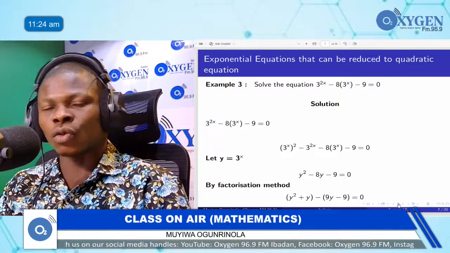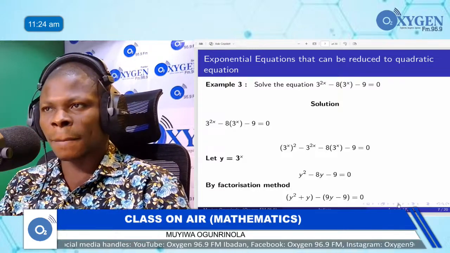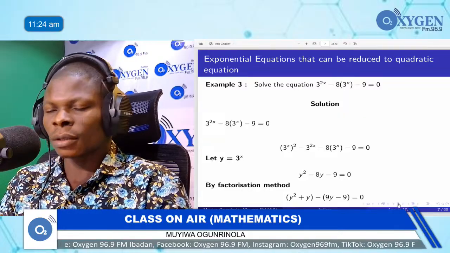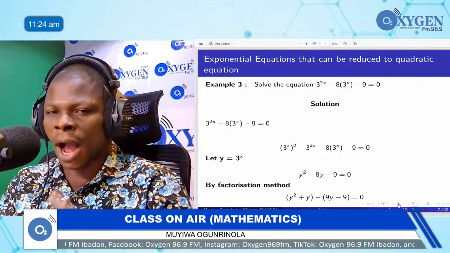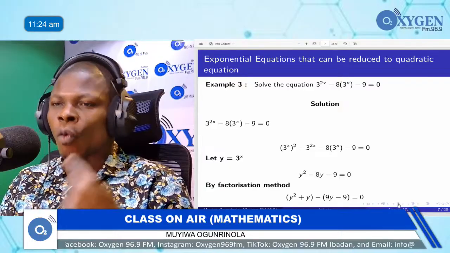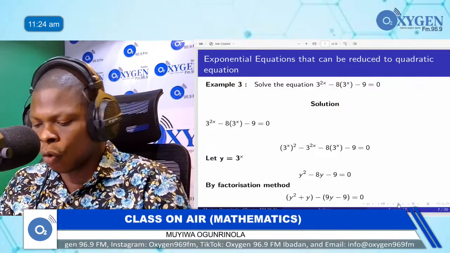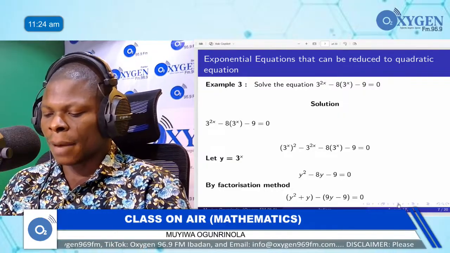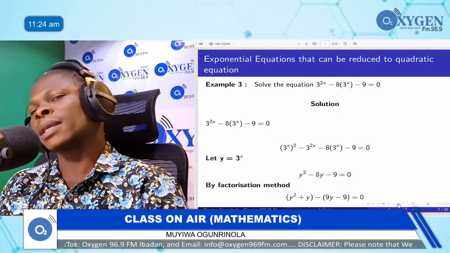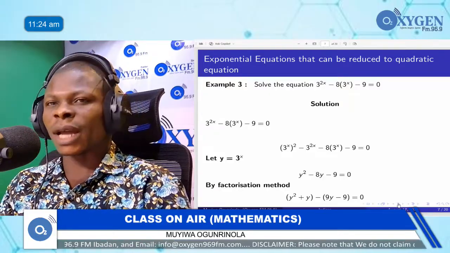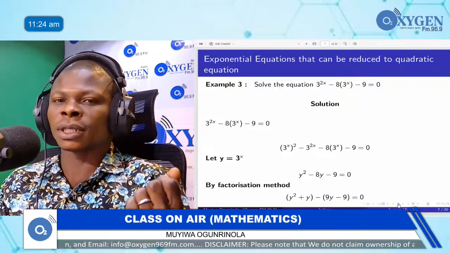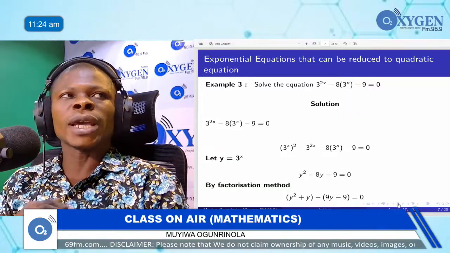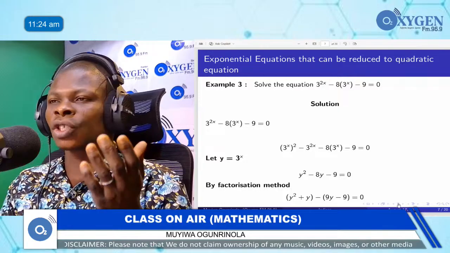But don't forget, we are looking for the value of x. But we need to solve this quadratic equation first to get the value for y. Then we substitute for y to give us the value for x. When you look at this one, y squared minus 8y minus 9 equal to 0, this leads to a quadratic equation. And in solving a quadratic equation, we have 4 methods.